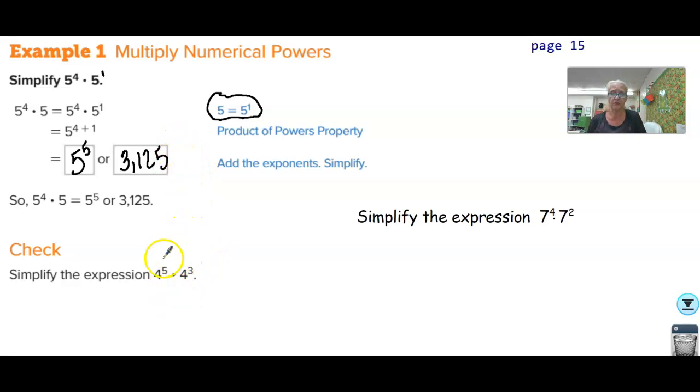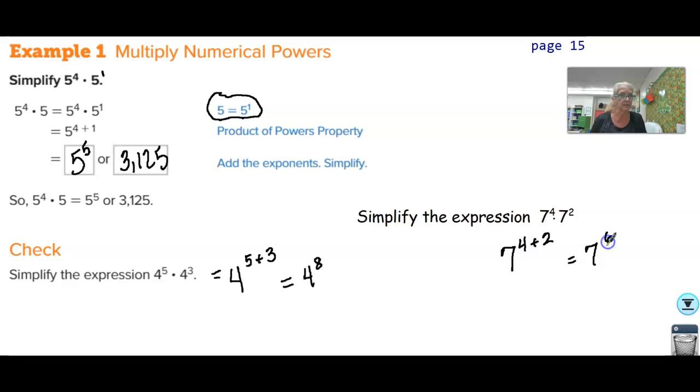So down here we have our check, all right? The bases are the same. They're both 4's. So when we do this one, we will do 4 to the 5 plus 3, which is 4 to the 8th power. Okay. Over here, we have 7 to the 4 plus 2 power, which gives us 7 to the 6th. Just an extra example I threw in there. Okay. If the bases are the same and you're multiplying, you just add the exponents.